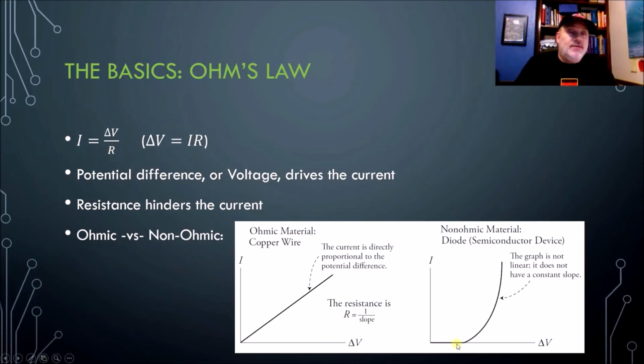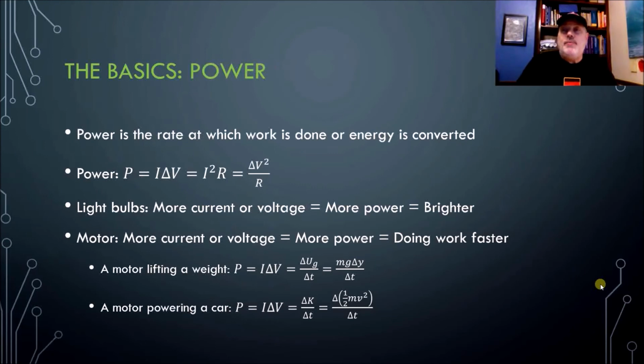If it's not a straight line, then it's a non-ohmic device. This one being like a diode, a semiconductor. All right, power. Power is the rate at which work is done or energy is converted into something else. Electric potential energy converted into something else. Now, the standard equation for it is P equals IV.